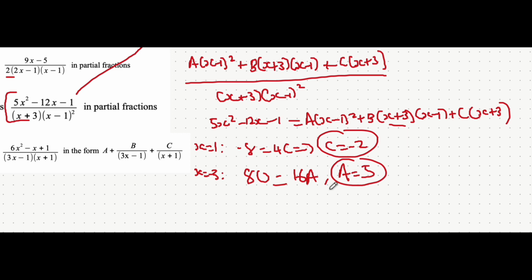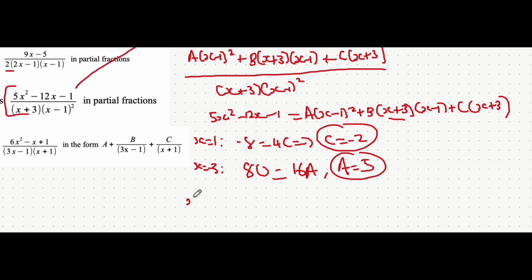Now, we can't really substitute in any other value to eliminate a and c so that we can get b. Instead, you can substitute in any other random number like x equals 0, because it's going to form an expression for a, b, and c. But because we have a and c, we can solve it for b. Does that make sense? You'll see what I mean.